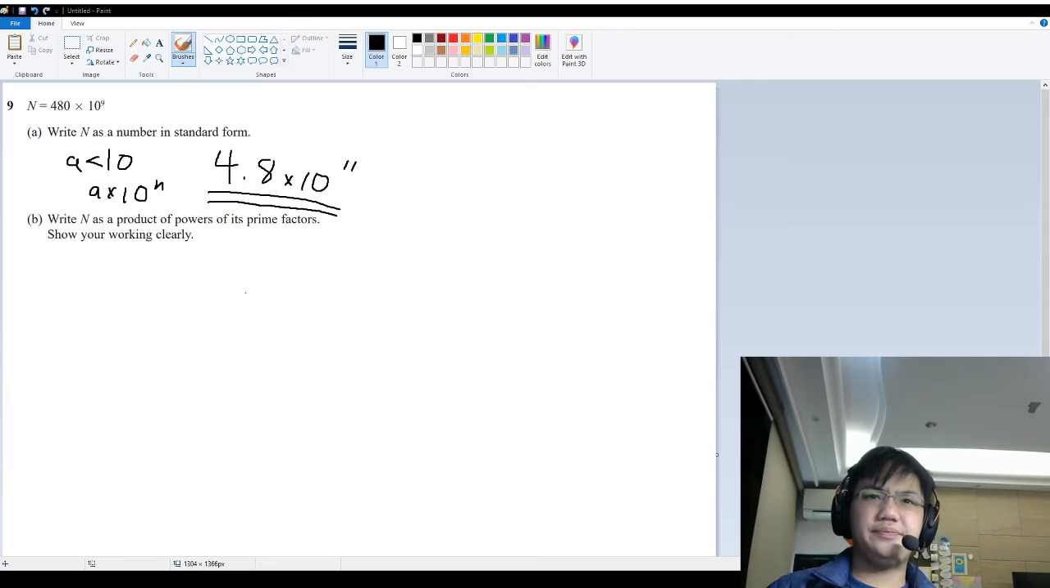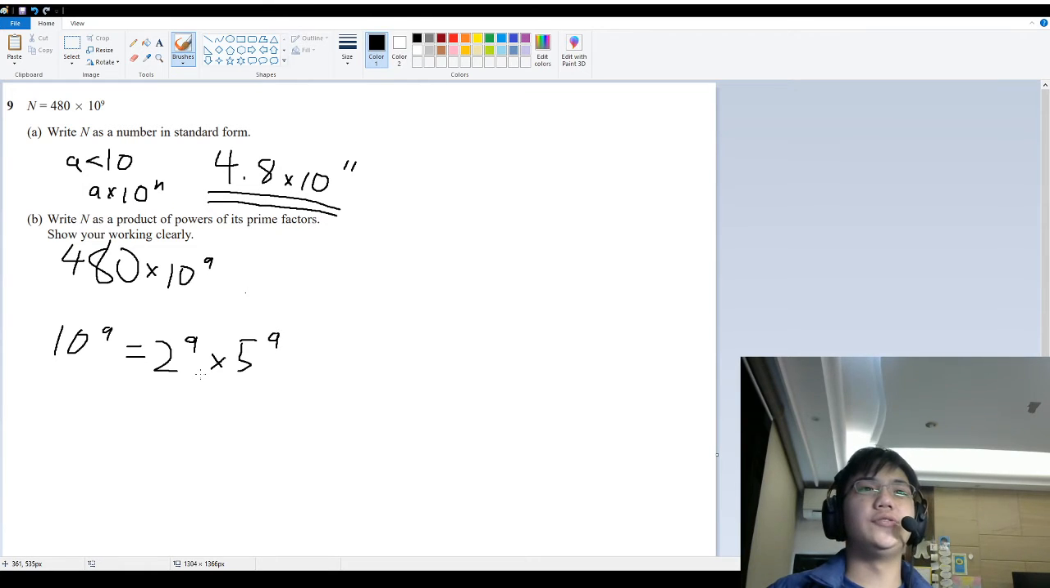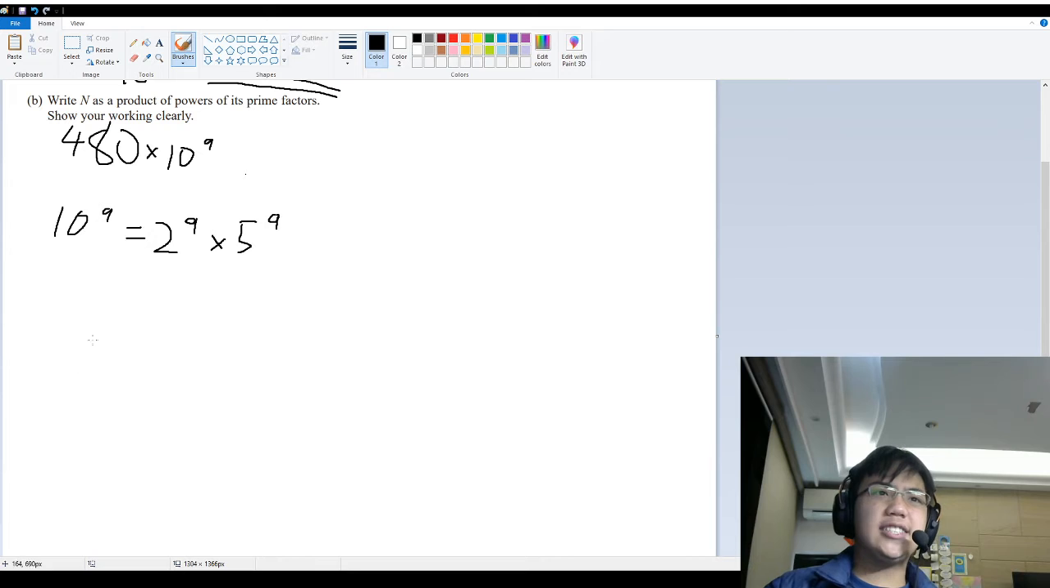Next, we need to write n as a product of its prime factors. So with part B, it's easier to work with the original n instead of the standard form number we obtained in part A. So 480 times 10 to the power of 9. Firstly, 10 to the power of 9 can be split into 2 to the power of 9 times 5 to the power of 9. So you already have this part sorted for us. And next we need to find the prime factors of 480.